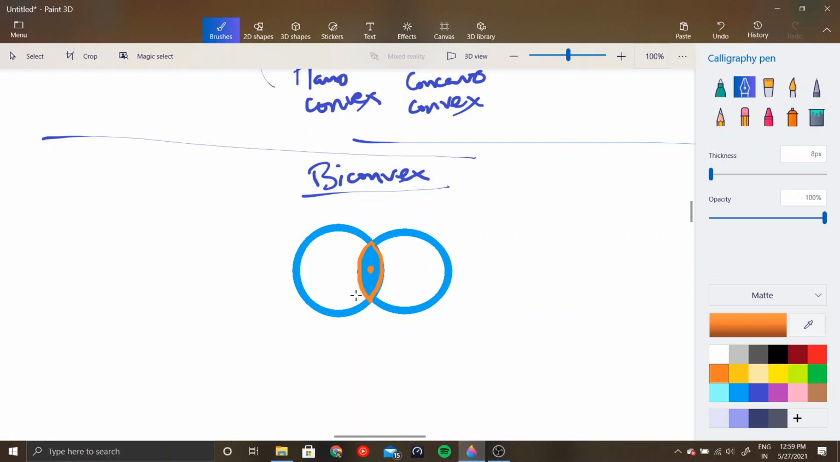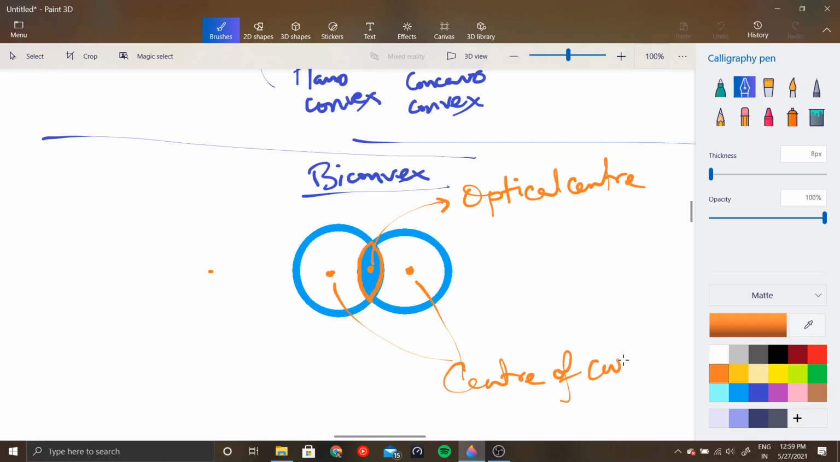This point here, right at the center, is called the optical center. Now, these two are spheres, so they will have their centers. These two points are actually called the centers of curvature, the center of a circle whose part is this bounding surface. So you have a bounding surface like this, which is part of a sphere. The center of the sphere is called the center of curvature.